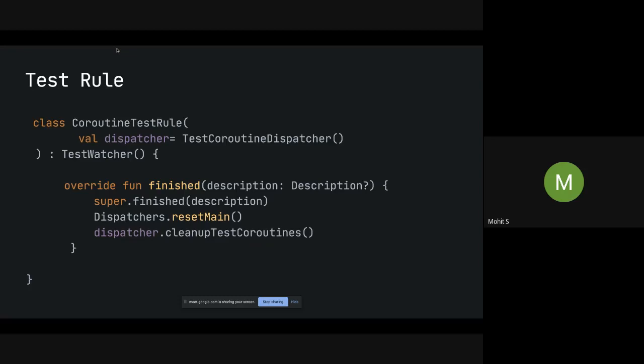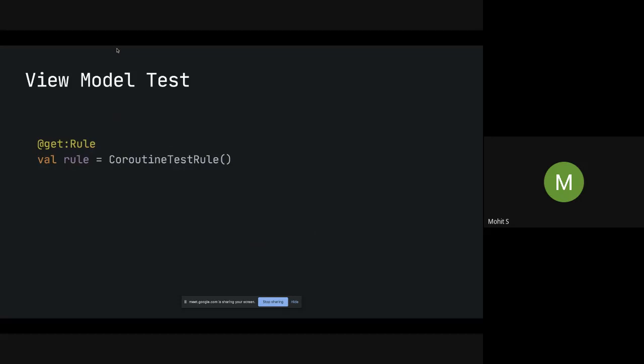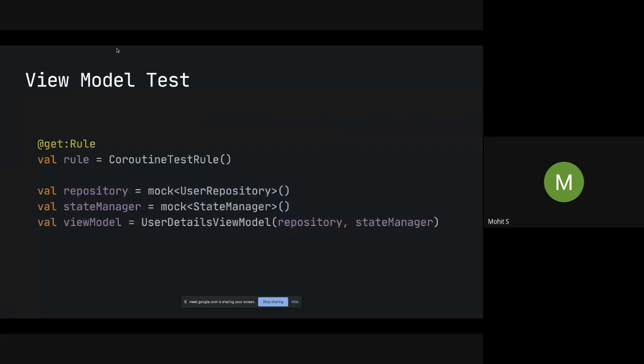So how do we use this rule across all our view model tests? We could use this annotation, @get:Rule. And I'm using JUnit 4 here. I use JUnit 4 for my tests right now. Then what I need to do is create mocks of my repository and my reducer, also called state manager if you want. So I'm injecting it into my view model.